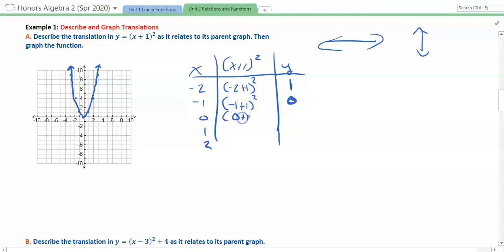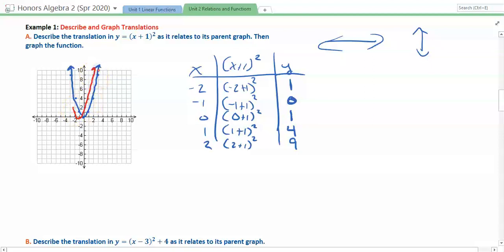And when we plug in 0, we get 0 plus 1 squared, that is 1, and 1 squared is still 1. And then we get 1 plus 1 squared, so that's going to be 2, and 2 squared is 4. And our last one, 2 plus 1, that's 3, 3 squared is 9. And so as we graph these 5 new points, we're at (-2, 1), (-1, 0), (0, 1), (1, 4), and (2, 9). And so we get this picture.